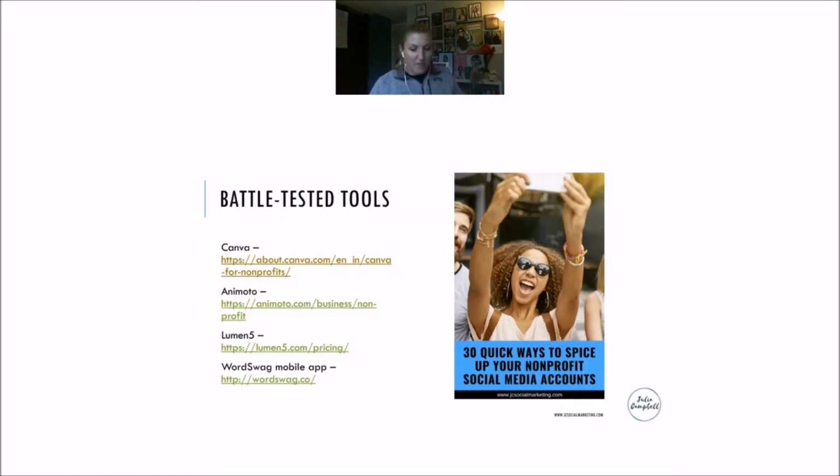So here are some of my favorite tools. If you go to canva.com/nonprofits, you can get a free premium account. Canva, they love nonprofits. They have 1 million case studies. They have great customer service. I adore the people at Canva. And they actually have a social media management tool that you can use, video editing tools. It's probably one of the most game-changing resources that's come across my desk in the past few years.